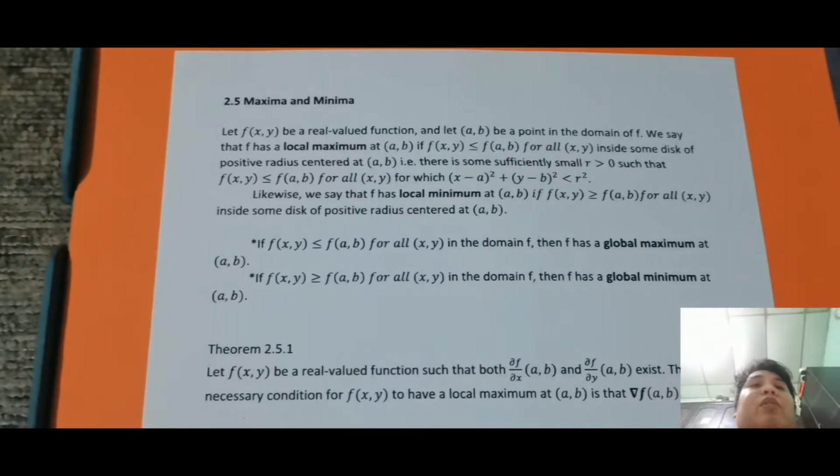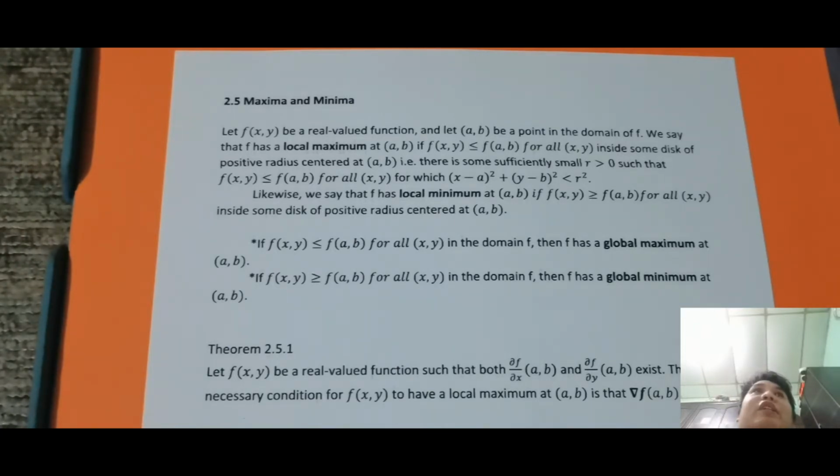Okay, so let f of x, y be a real valued function. Ito medyo mahaba-haba ang tinype ni sir. So let a, b be a point in the domain of f. And we say that f has a local maximum at a, b if f of x, y is less than or equal to f of a, b for all x and y inside some disk of positive radius centered at a, b. And that is, there is some sufficiently small r greater than 0 such that f of x, y is less than or equal to f of a, b for all x, y which satisfy (x minus a) squared plus (y minus b) squared is less than or equal to r squared.